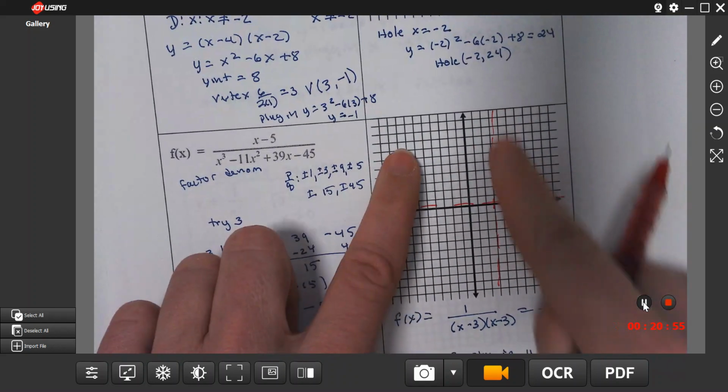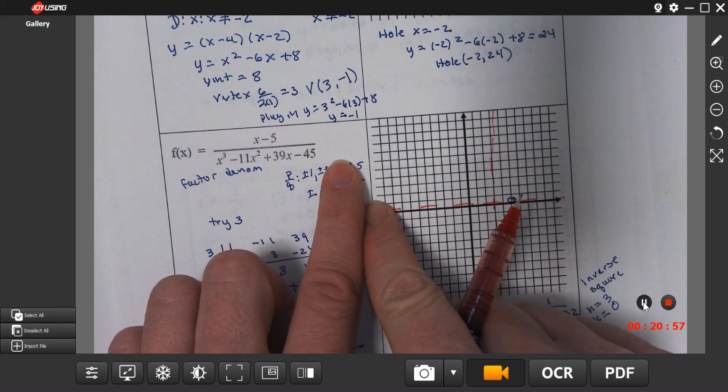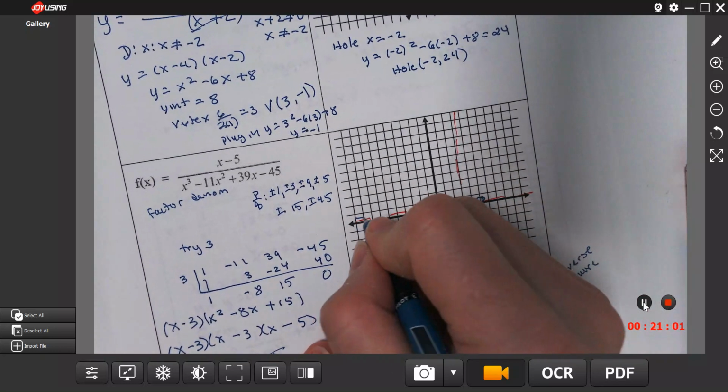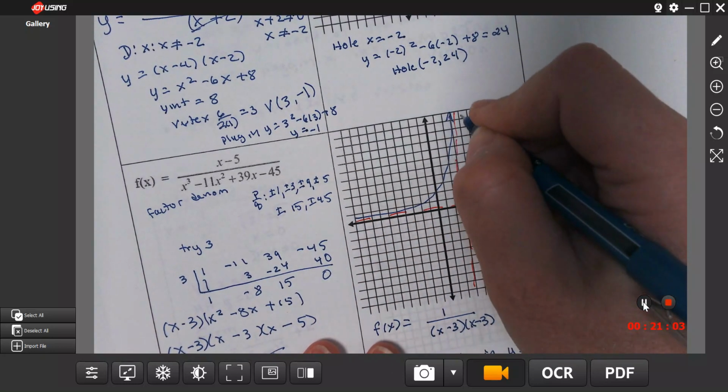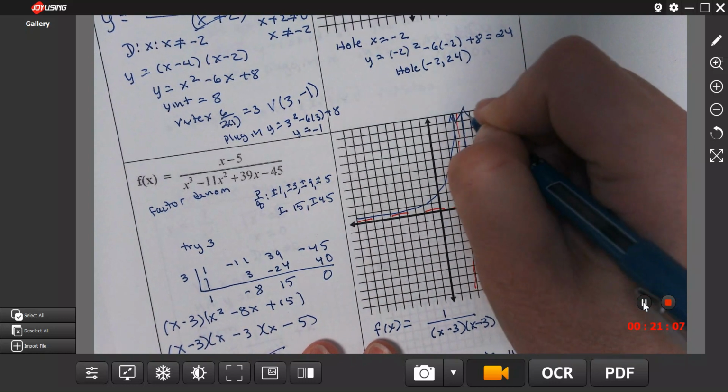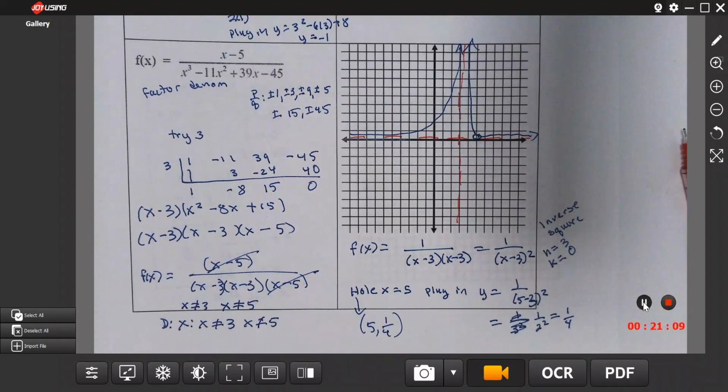And remember, with our inverse squares, we get the same curves as in the other kinds of rational functions, but they go in the top 2 quadrants. So I get one here, and I get one here, and it touches and then jumps over the hole, and we're done.